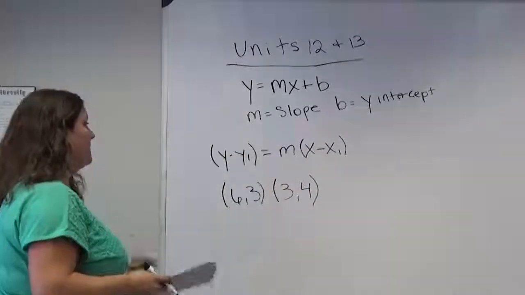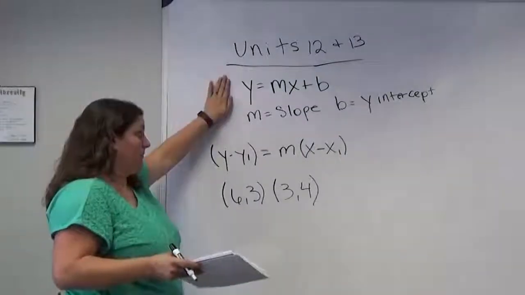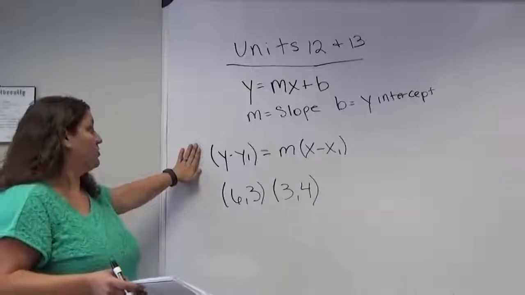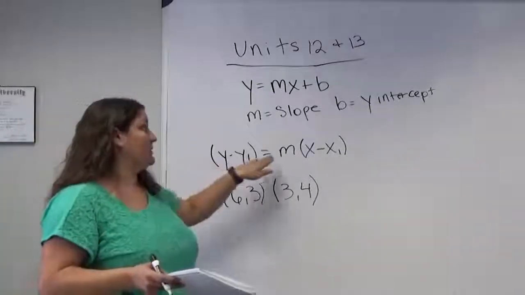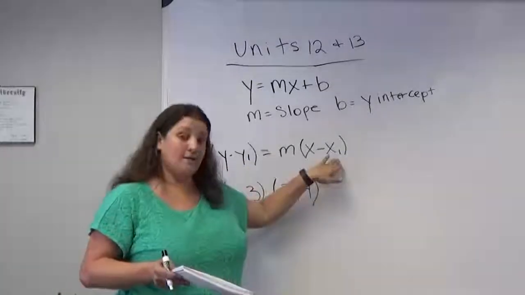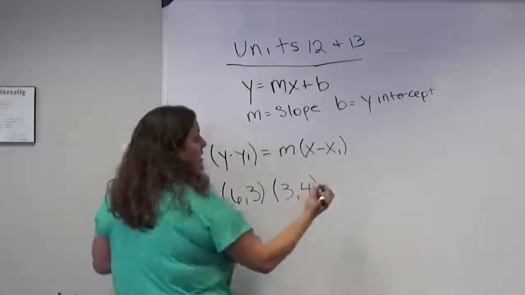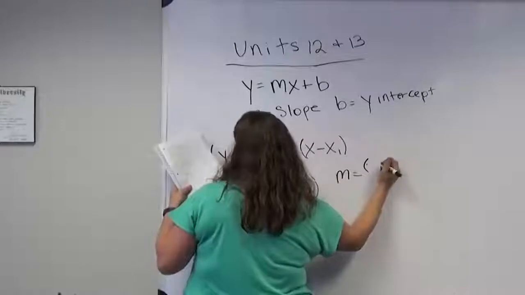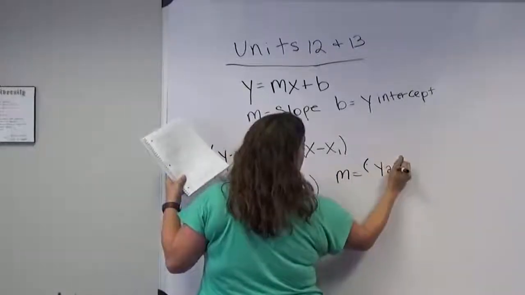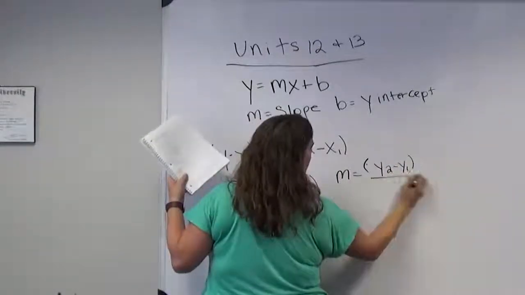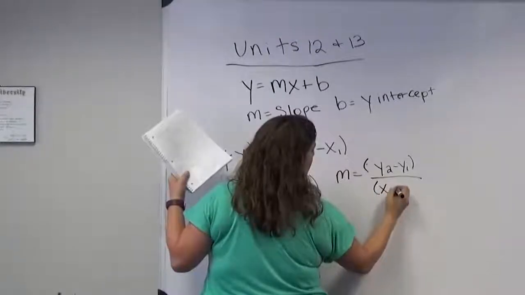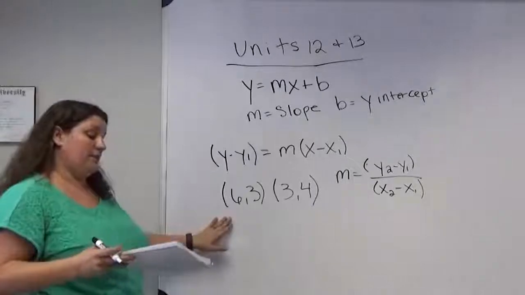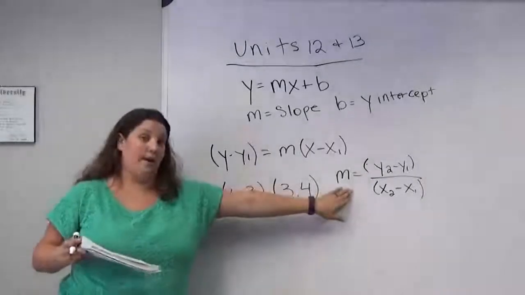So, in order to get to this form, if you're given a set of ordered pairs, you will need to use this equation, which is y minus y1 equals m times x minus x1. And remember, the equation for m, which is the slope, is y2 minus y1 over x2 minus x1. So the first thing you'll need to do if you're given these ordered pairs is to solve for m.